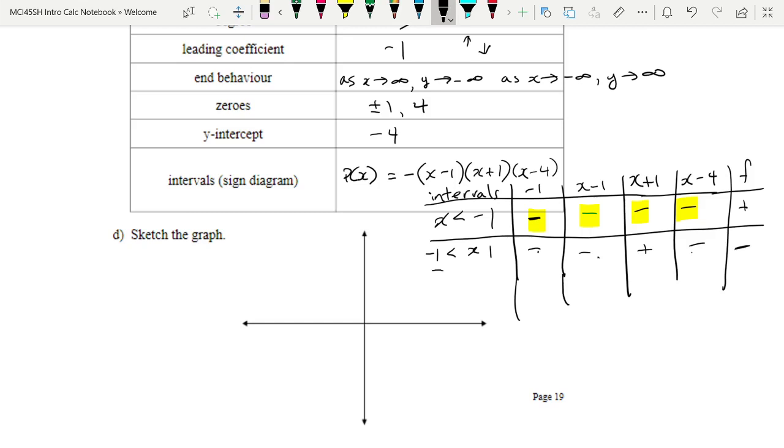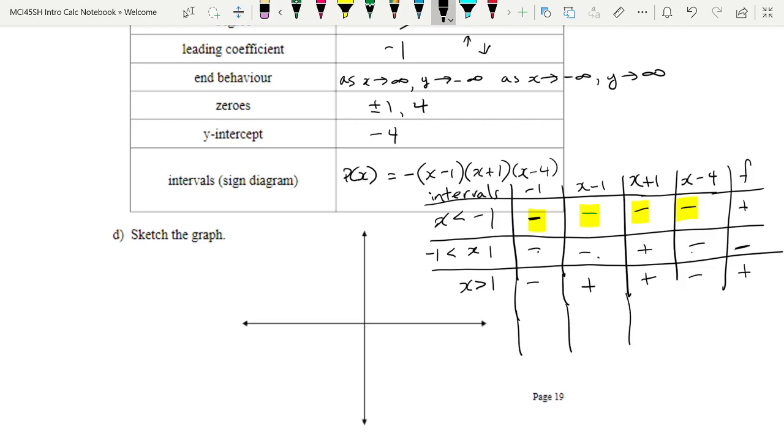And then lastly, what happens when x is bigger than 1? So let's pick a number bigger than 1. Oh, actually, there's more than that. Sorry, there's another interval after that. So let's see. When x is bigger than 1, again, the -1 is still negative. Pick a number like 2. 2 minus 1 is positive. 2 plus 1 is positive. 2 minus 4 is still negative. A negative times a negative is positive.